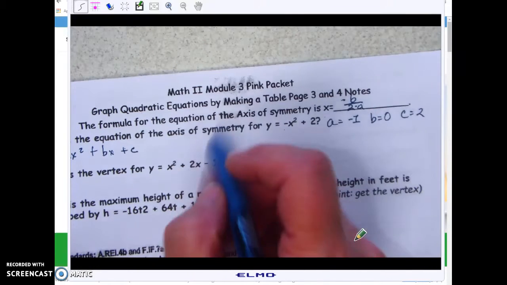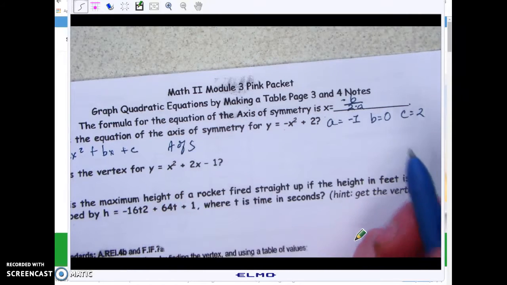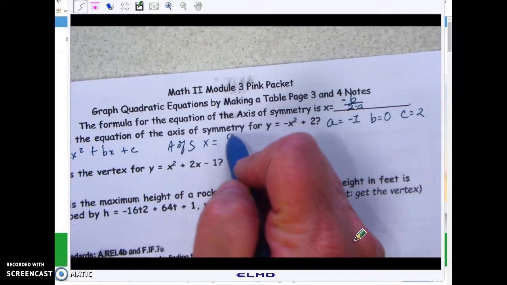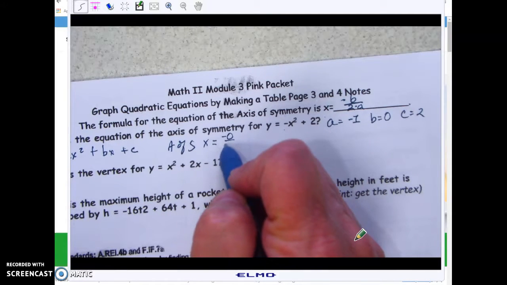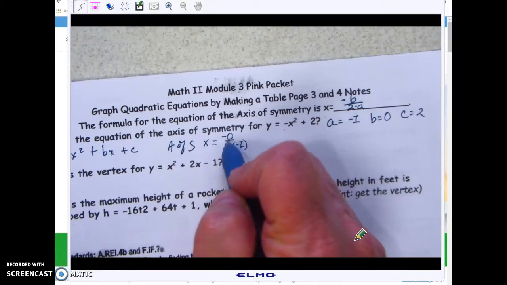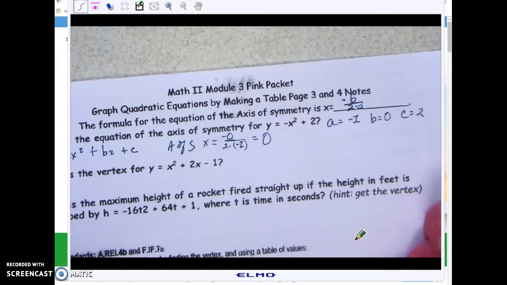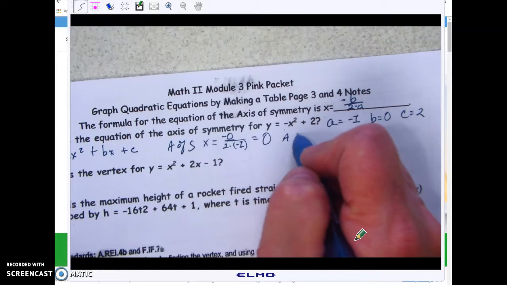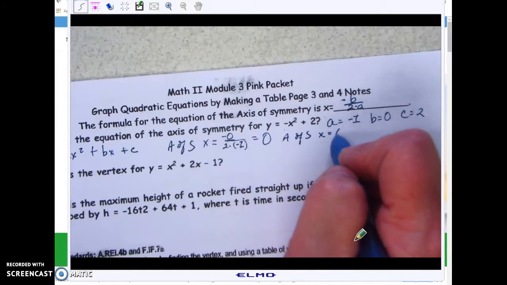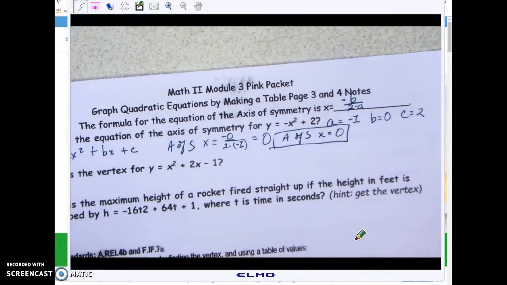Okay, so then I just plug it in. The axis of symmetry, A of s, x equals, and then b was 0, 0 times 2 times -1. Well, 0 divided by anything is 0. So our axis of symmetry, A of s, is x equals 0. And that's our answer on that one.